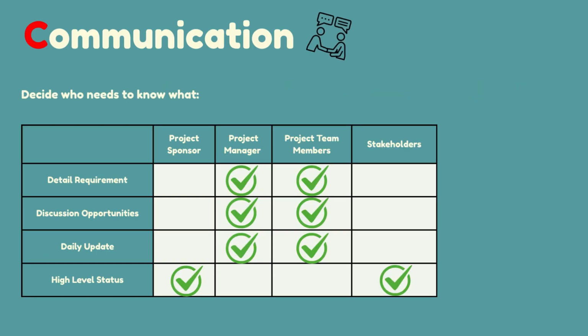Okay, let's talk about deciding who needs to know what. We have tried to map the information needed per role as here. Basically, project sponsor and stakeholders, most of the time, just want to know the high-level status. They don't need to know much detail. On the other hand, project team members will need to know in-depth information and require frequent updates as they are the ones working on it. The more information you provide, the better the quality of their work.